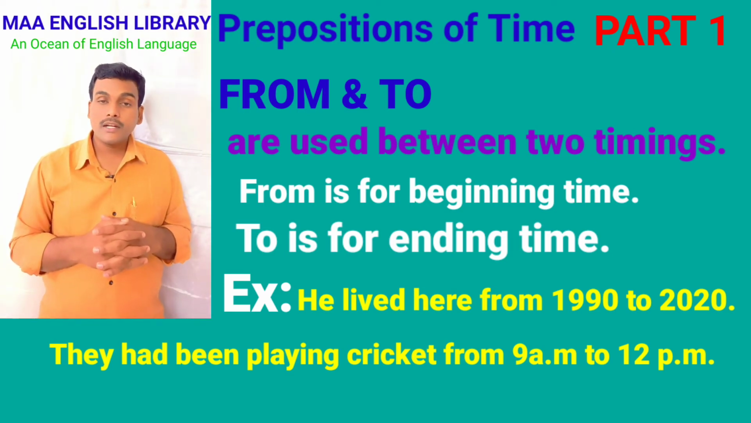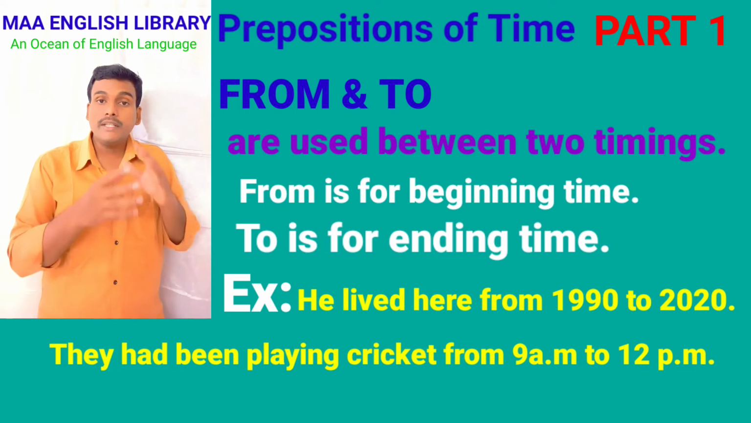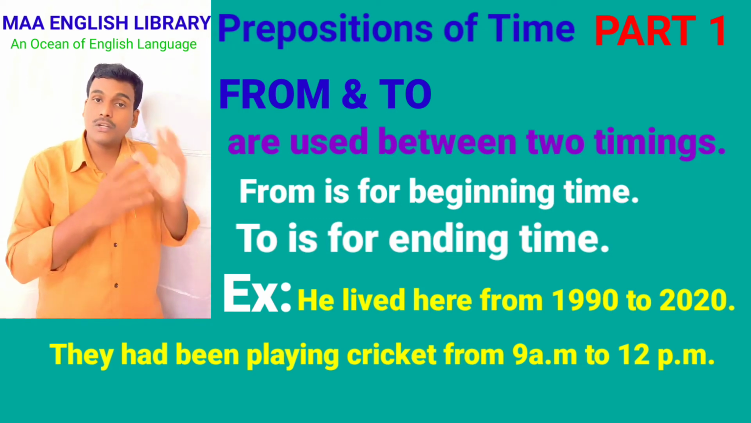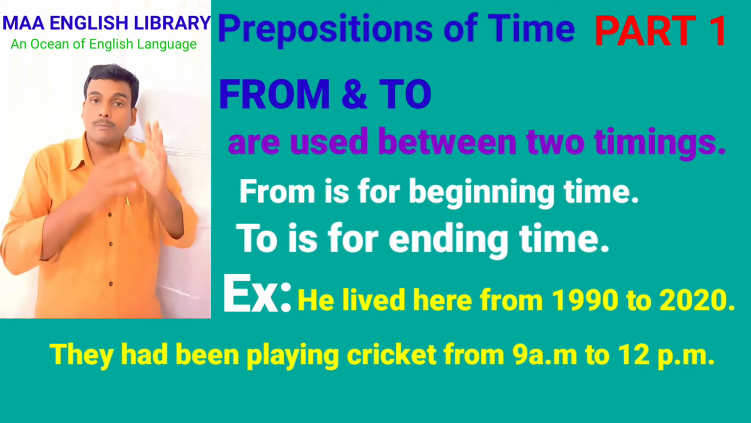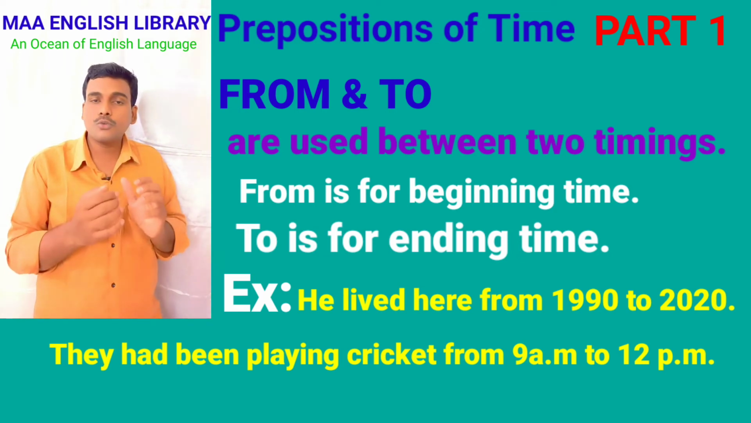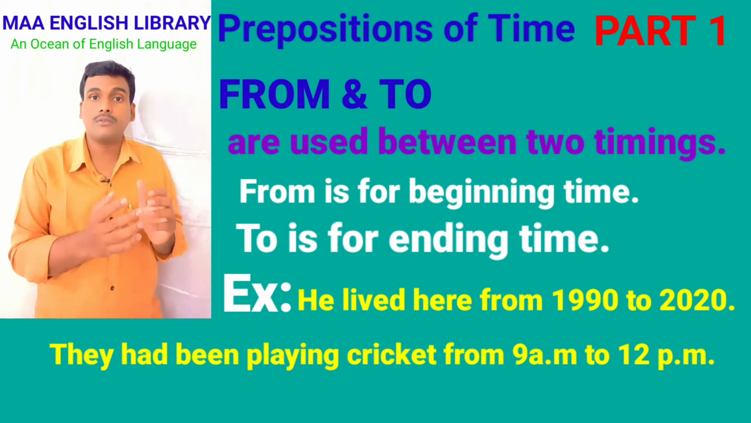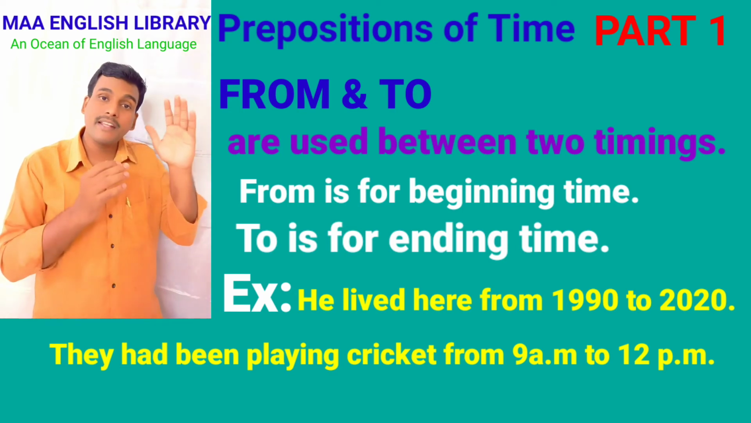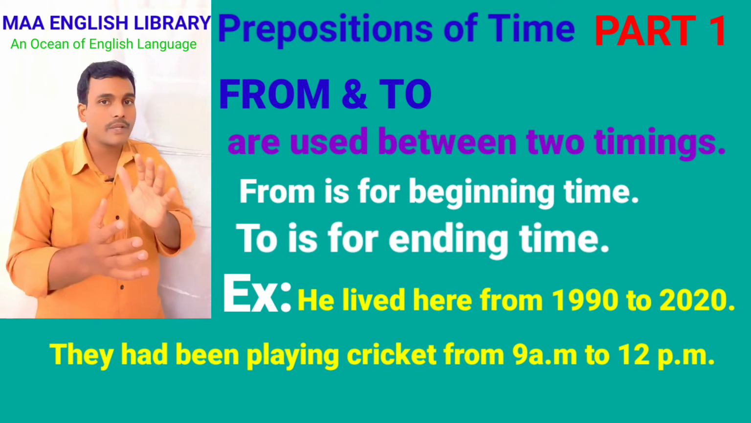Okay, so earlier you have observed that we use only a single preposition, because we talked about whether it is a point of time or a period of time. But "from" and "to" are not like that. "From" and "to" are for talking about beginning time and ending time both together.